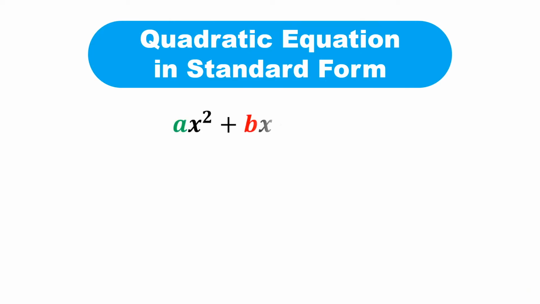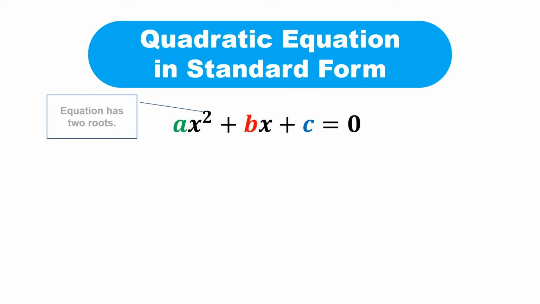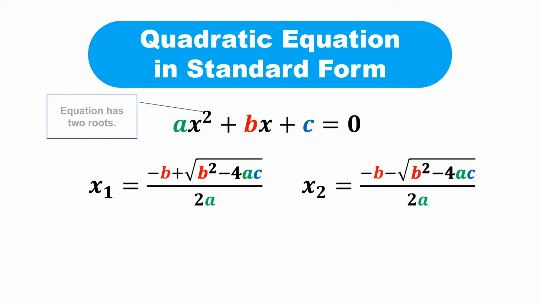The quadratic equation in standard form ax squared plus bx plus c is equal to 0 is a second-degree equation in one variable. Again, it is important to emphasize that the value of a must not be equal to 0. The degree of this equation tells us that it has exactly two roots. The quadratic formula x is equal to negative b plus or minus the square root of b squared minus 4ac all over 2a tells us how to find these roots.